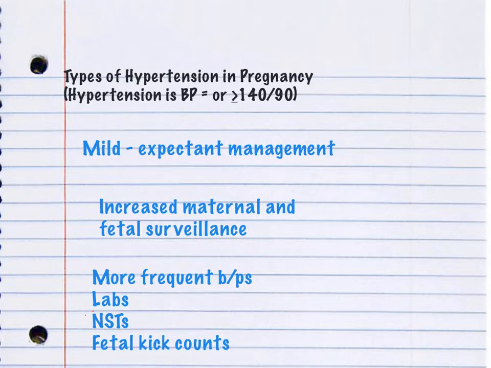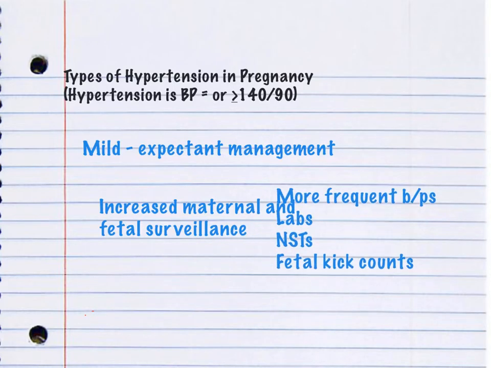And we're going to check her labs, particularly those liver enzymes, the serum creatinine, the uric acid, her platelets. We want to look at that. And we're going to do maybe some NSTs. Definitely we're going to teach mom fetal kick counts. And we're going to teach her to report the signs and symptoms of worsening PIH.